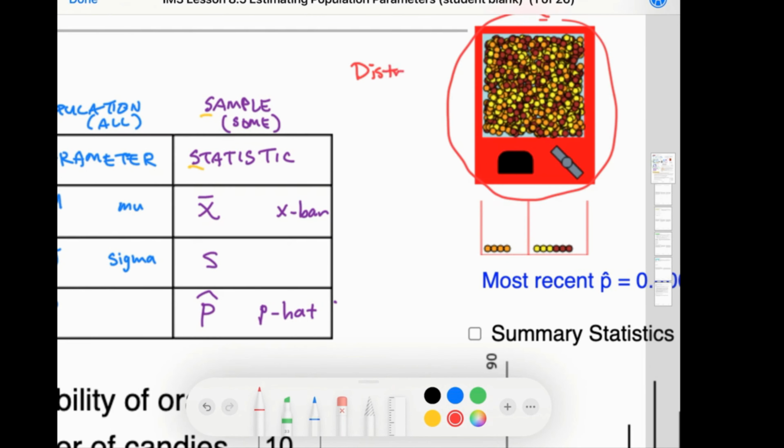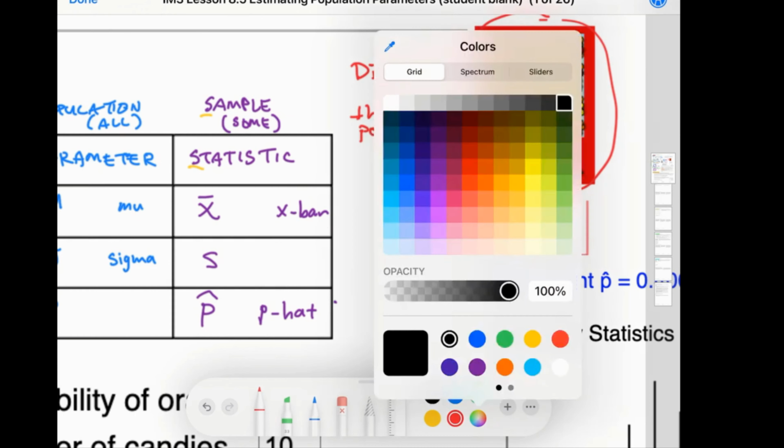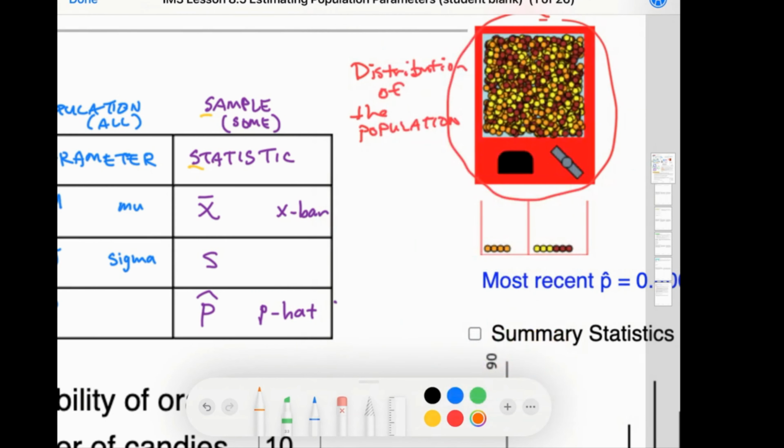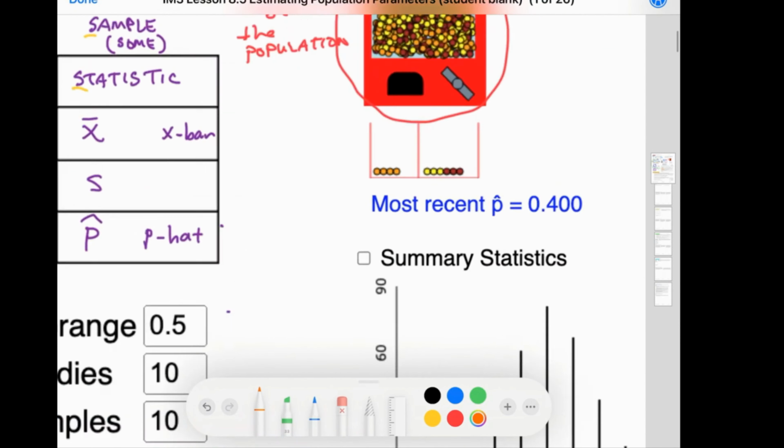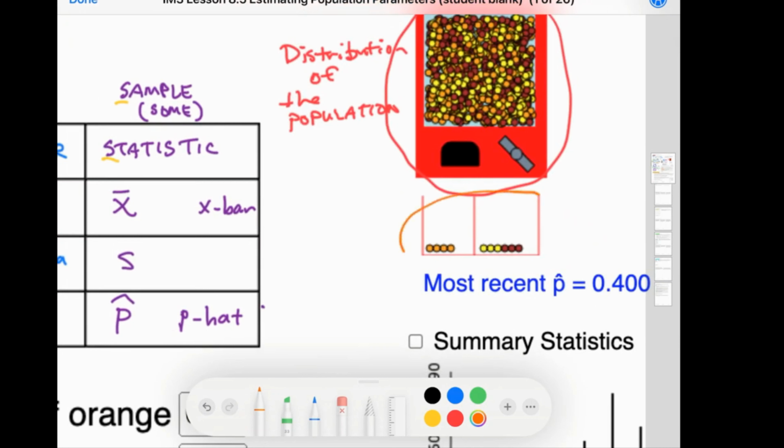Distribution of the population. I'm going to put population in all caps because basically this represents all the candy, right? You're like, I don't know how many pieces of candy. It's an infinite piece. All the pieces come out. Okay, which one represents a sample of our candy? Is it the graph below, or is it the candy coming out? Well, the candy coming out, that is our sample.